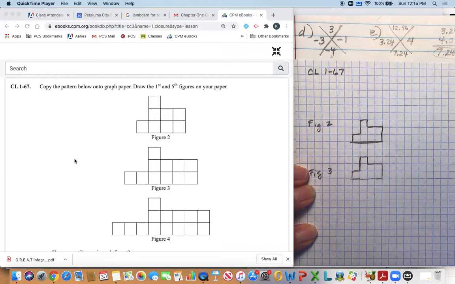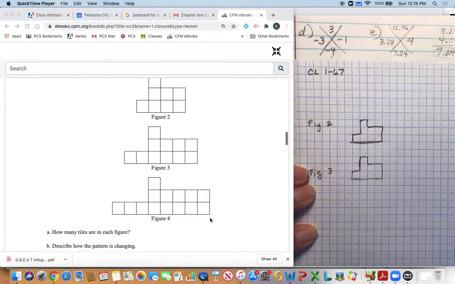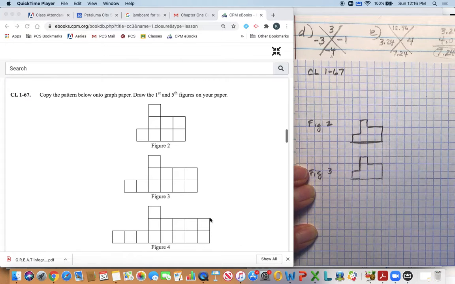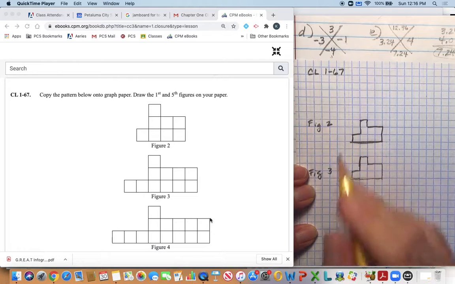All right, this is closure problem 1-67. It says, copy the pattern below onto graph paper. Draw the first and fifth figures on your paper. So I can see that they've given us figure 2, figure 3, and figure 4. And unlike that other problem, I am actually going to draw these out because it is helpful to do that.